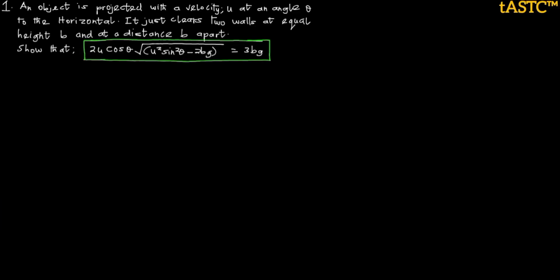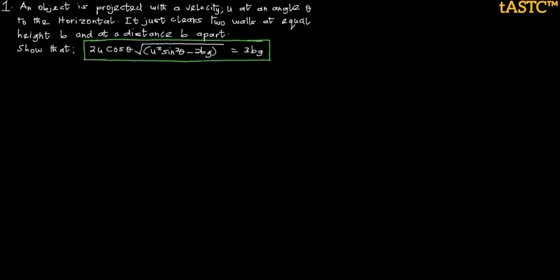Now here is a question given to us. An object is projected with a velocity u at an angle theta to the horizontal. It just clears two walls of equal height b at a distance b apart. So we need to show that 2u cos theta multiplied by the square root of u squared sine squared theta minus 2bg is equal to 3bg.